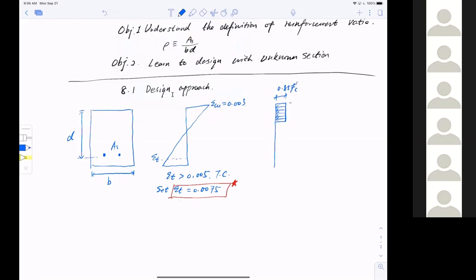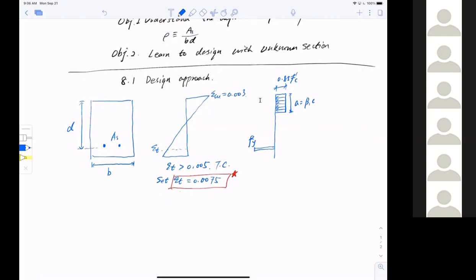And I have an effective compressive zone a equal to beta 1 c. Now I have a tensile stress in the steel, and I call it fy. That's the tensile stress of the steel. Any questions? Okay.